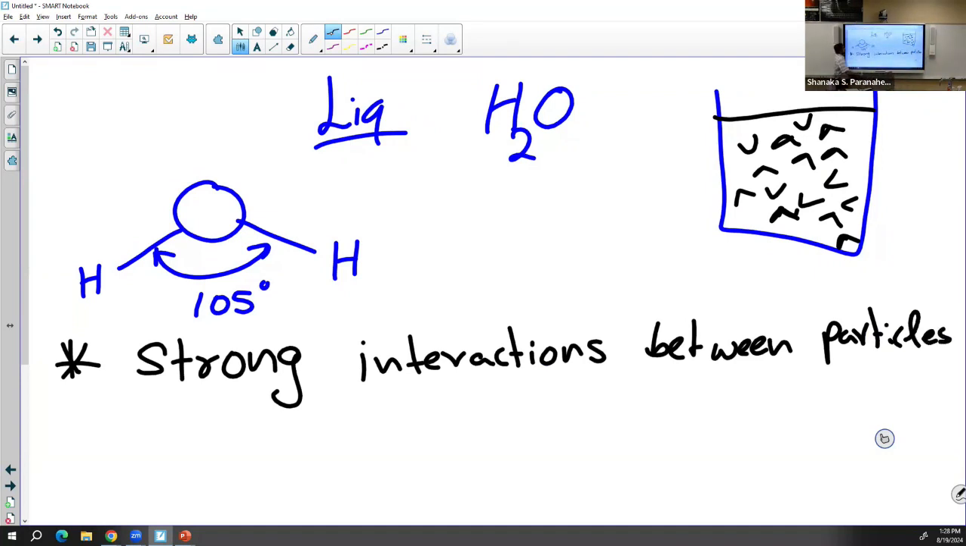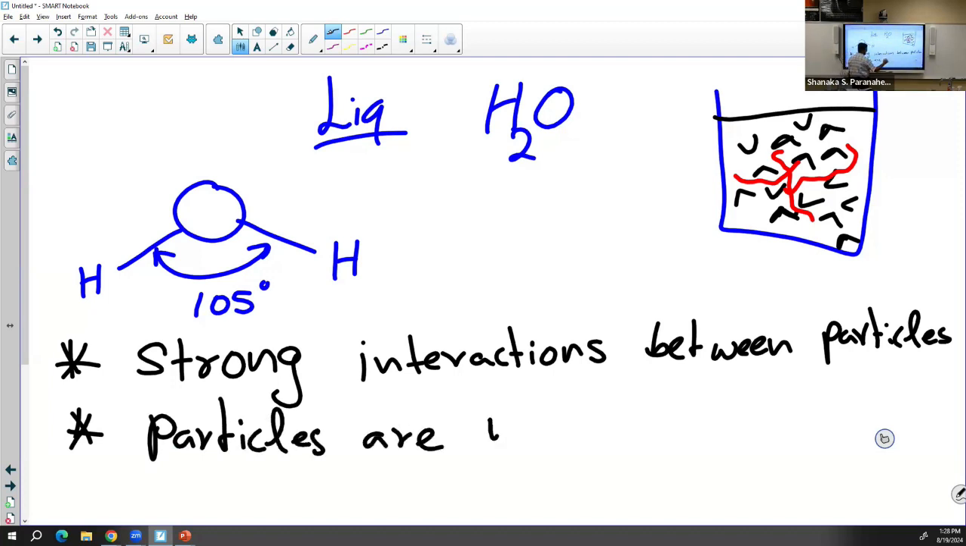One of the major differences between solid and liquid state is particle mobility. These particles can go in between other particles like this. So these particles are free to move between other particles. Are free to move.